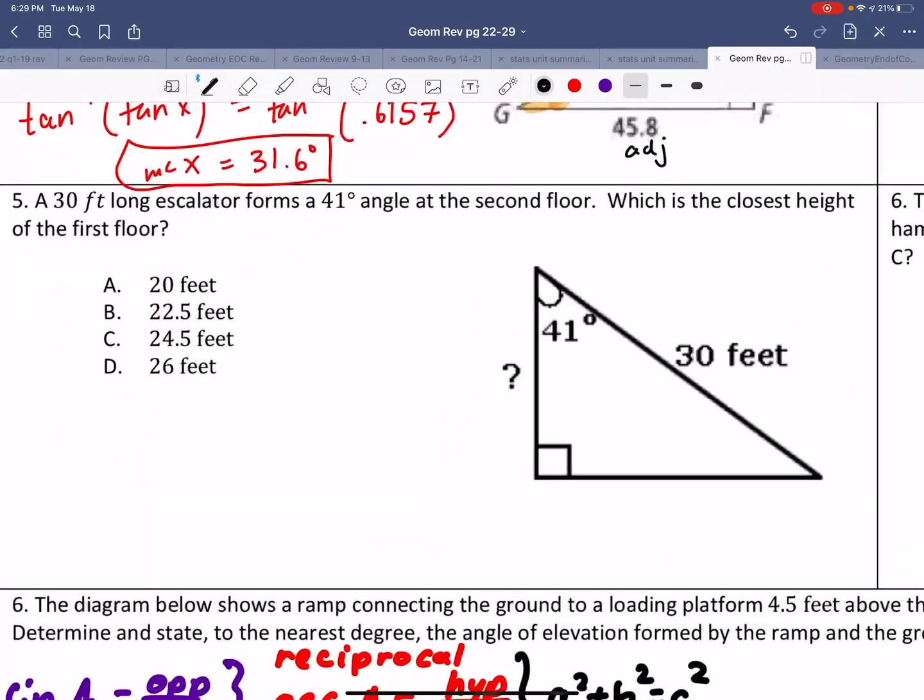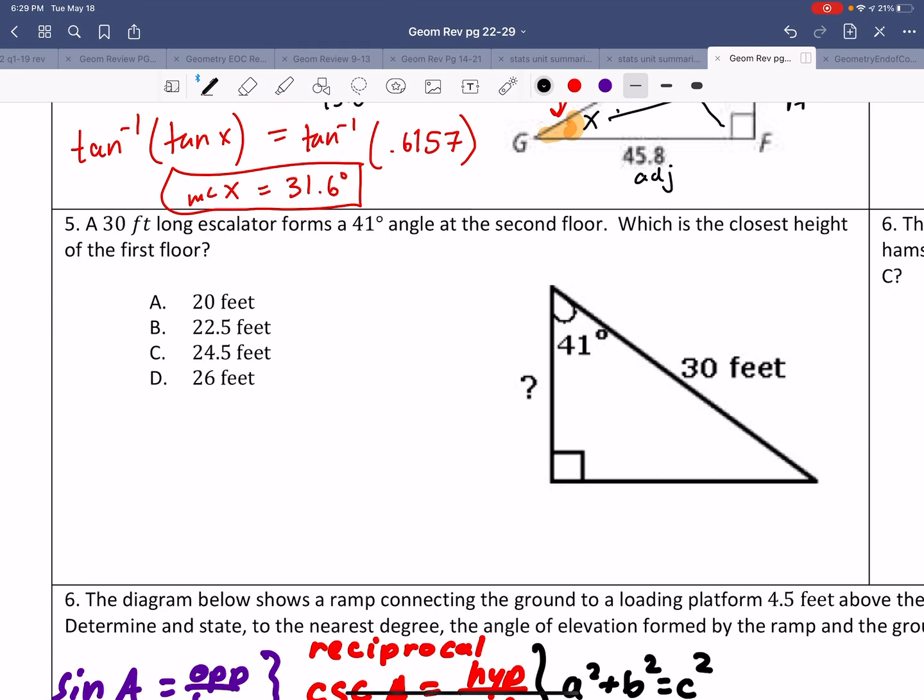Ooh, another trig one. Now it's saying the 30-foot long escalator, so that's the surface of the escalator, which is the closest height. So it actually is admitting these are not exact, but what would be the closest? So we're going to call that X, and let's set this up. So here's our reference angle. This would be opposite the reference angle. This is opposite the box, and this is our adjacent side.